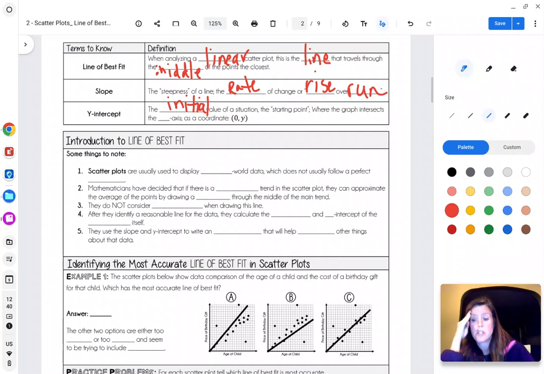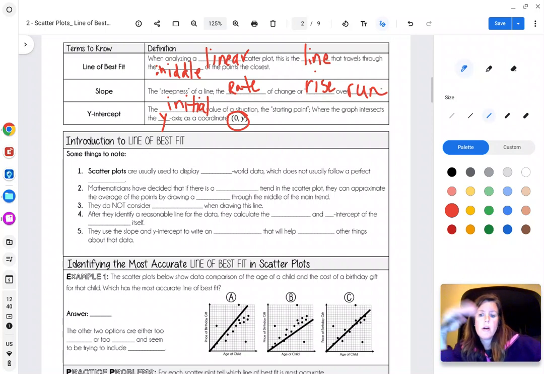So y-intercept is where it starts, where you put your ruler, and where the graph intersects the y-axis. There we go. And I've told you this before. Whenever you're looking at a table of values and you see 0 for the x value, whatever that number is for y, that is your y-intercept. Just plain and simple. Okay.